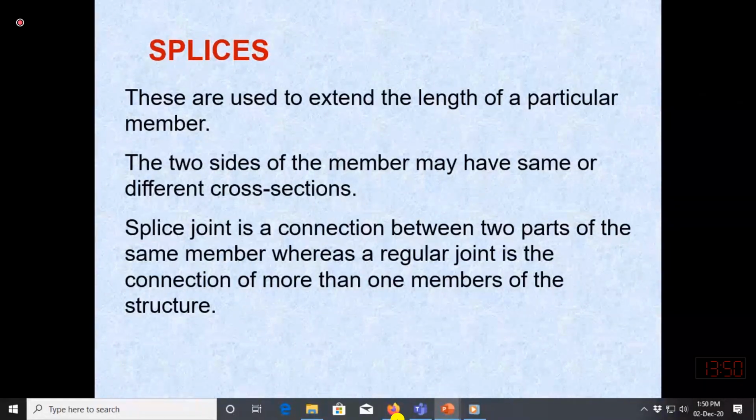Just like I have given you the example, if the member length is very large, maybe 5 meter, and 5 meter length is not available, then we may join two segments, maybe one segment 2 meter, and the second segment 3 meter, and we can join them with a certain connection. And this type of connection will be referred to as a splice, and we are connecting on both sides.